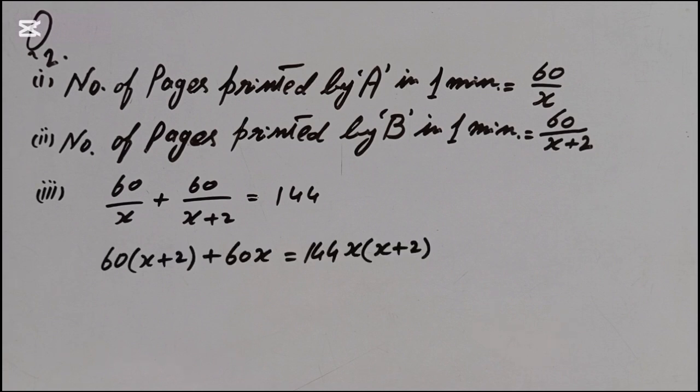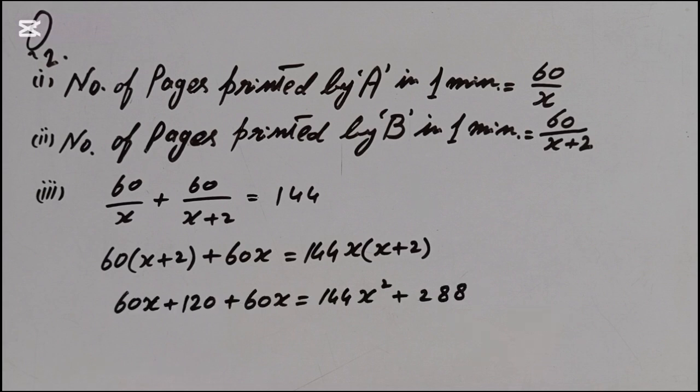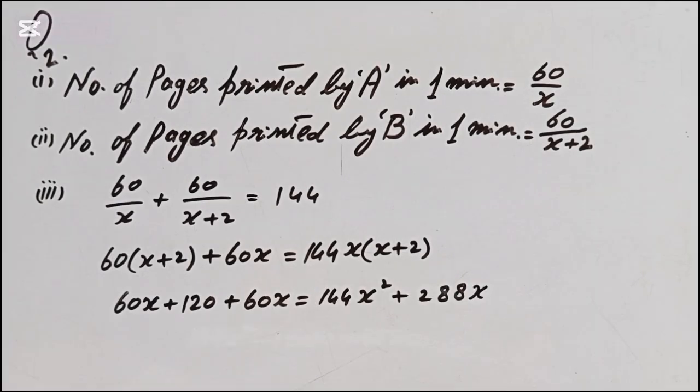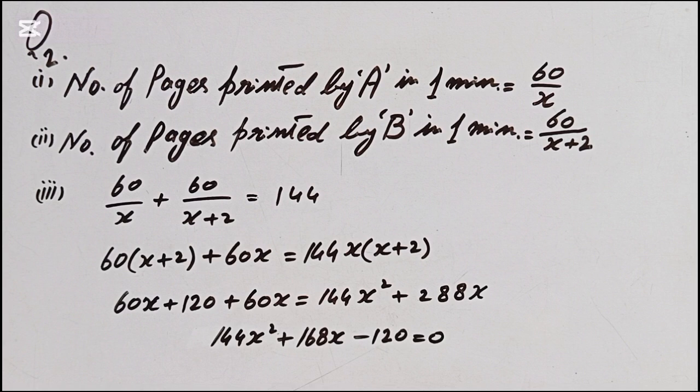To solve it, I have multiplied both the sides with the LCM of the denominators, which is x into x plus 2. On opening the brackets and simplifying it further, 144x square plus 168x minus 120 equal to 0. Now dividing both the sides by 24. This way, we have found the quadratic equation 6x square plus 7x minus 5 equal to 0, which was discussed in the statement.